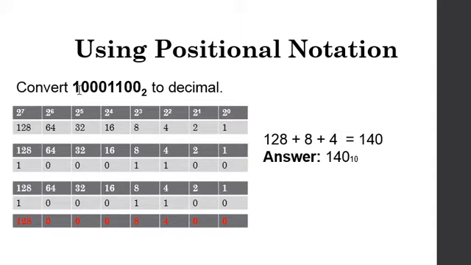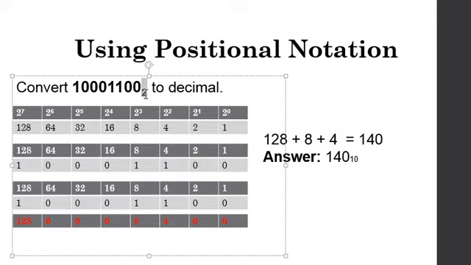I will now convert 10001100. Why do we have a base or radix 2 here? This is constant if we talk about binary numbers. Now class, how do we solve it using positional notation? Here's how we do it.